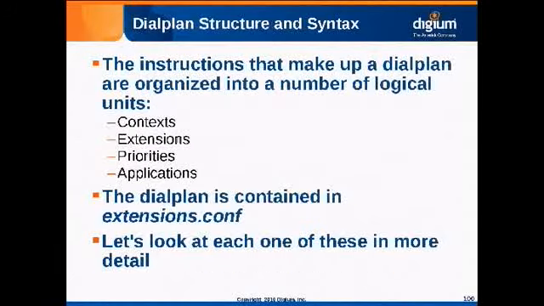So we talked a little bit about the structure of the dial plan, that we can break it up into contexts. Contexts each have one or more extensions. Each extension can have one or more priorities, and each of those priorities calls an application. So let's go into just a little more detail on each of these topics, and then put them all together.